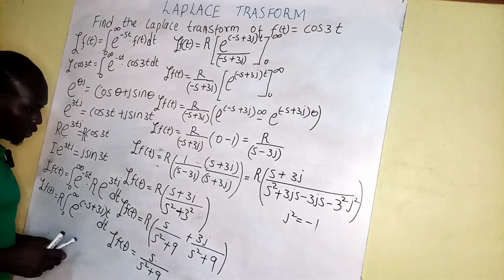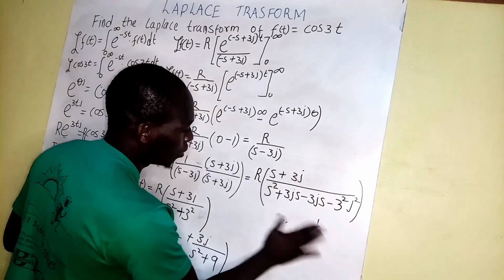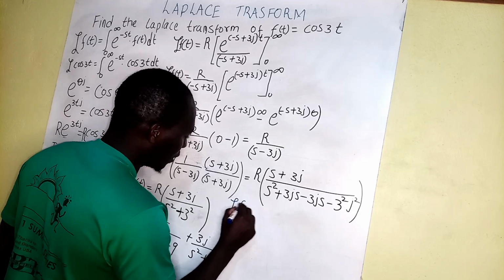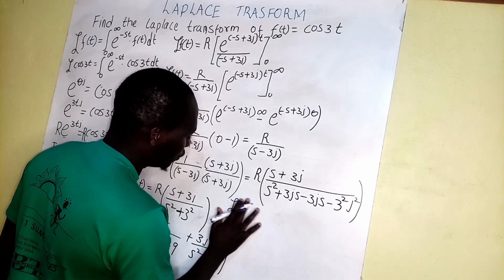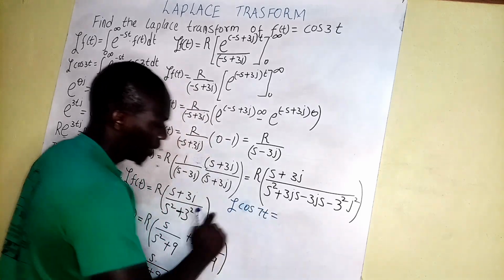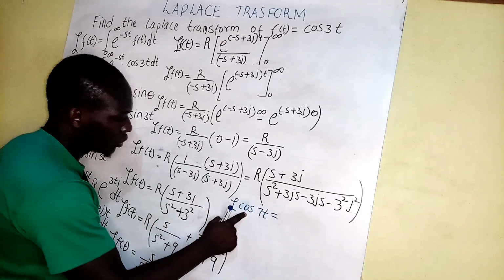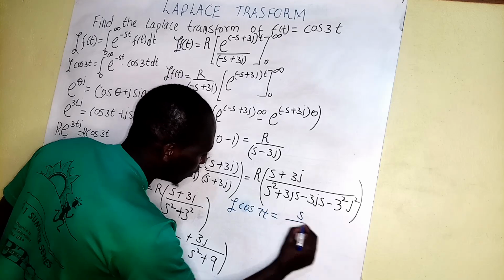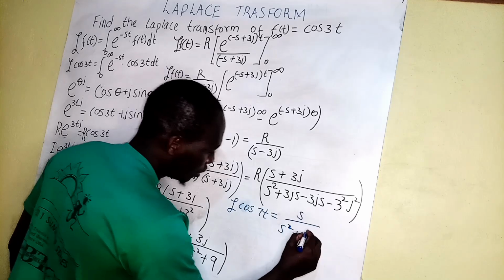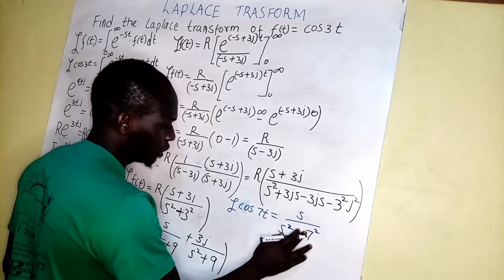You may be asked now to find the Laplace transform of, let's say, a function f of t equal to cos 7t. We understand that cos 7t is going to be s all over s squared plus 7, but since 7 is being squared, we are going to have 49.